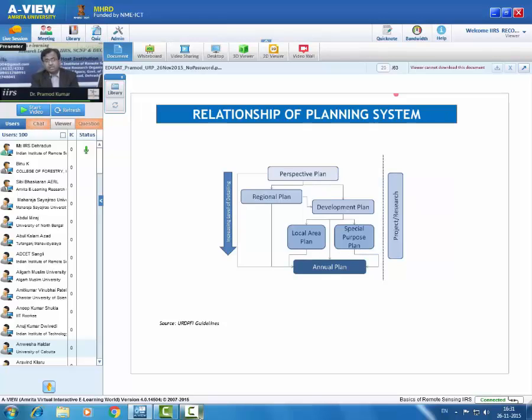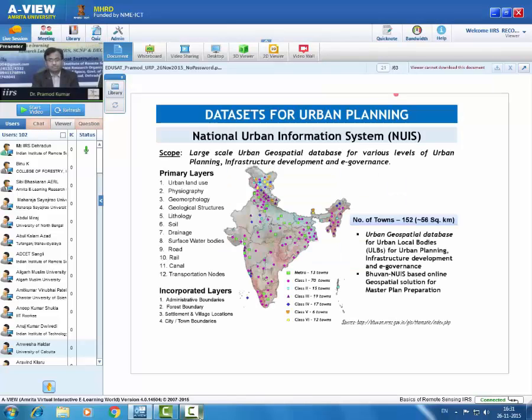Now, when you look at the total from the perspective plan to the local area plan, from the perspective plan we can go higher, we can generate the regional plan and the development plan. From the development plan, one can generate the local area plan or the special area plan. So this way, from the regional to the urban to the micro level, the planning is perceived.